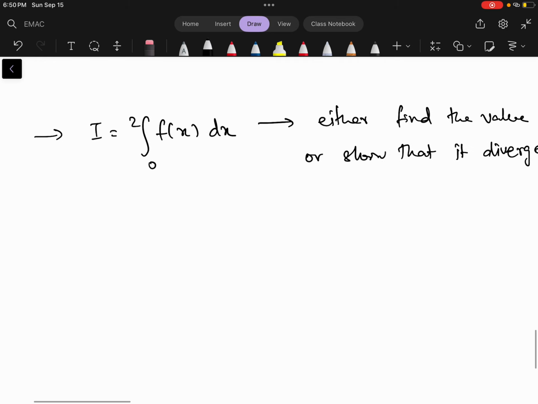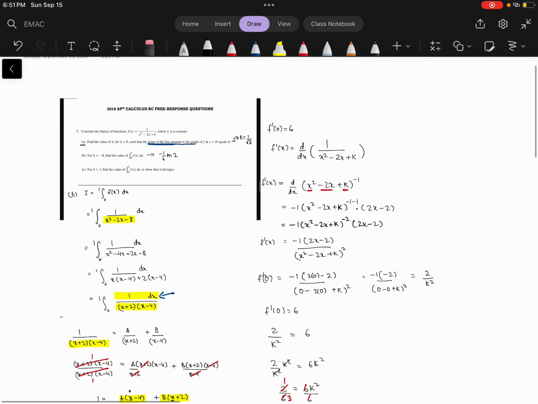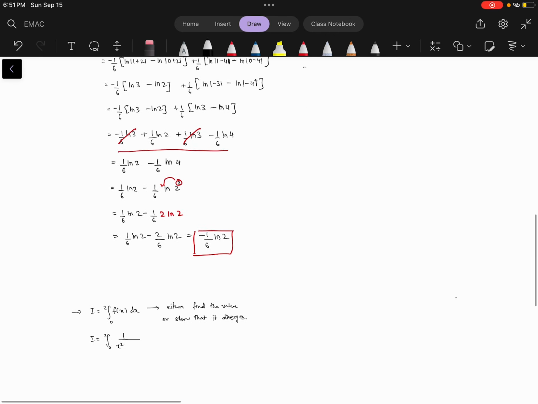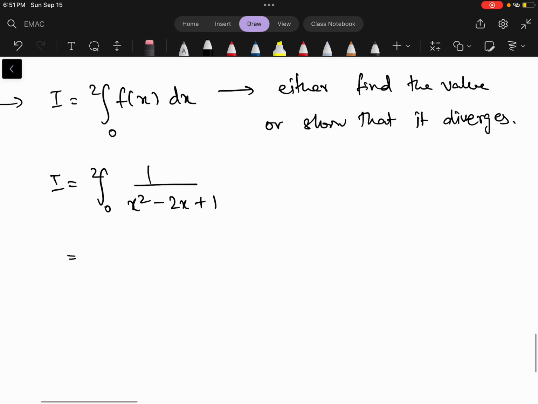Okay, so f of x is 1 over x squared minus 2x plus k, and k is 1 in this case. So x squared minus 2x plus 1. I guess we could use partial fractions here, but it's easier to evaluate this using the completing the square method. So let's try and complete the square here. So it's 0 to 2.